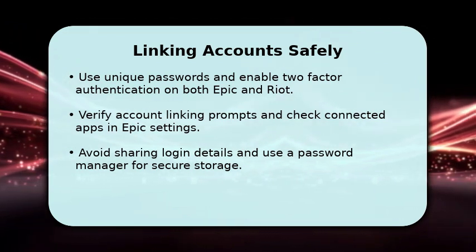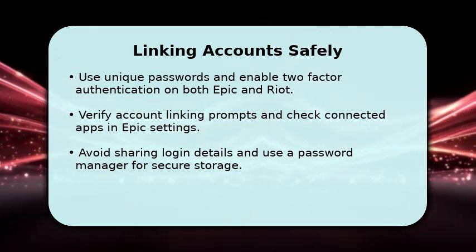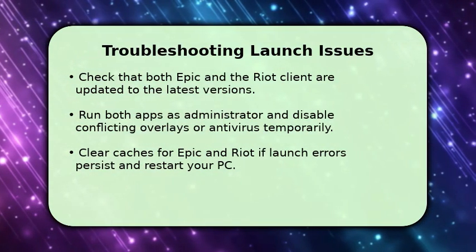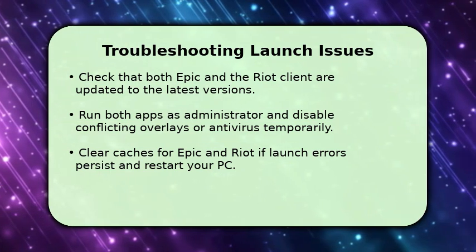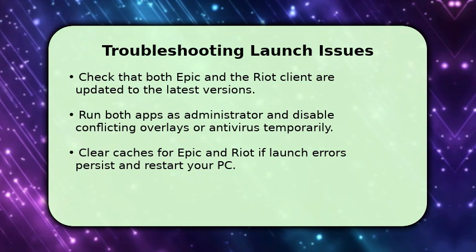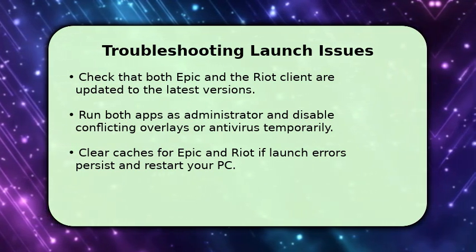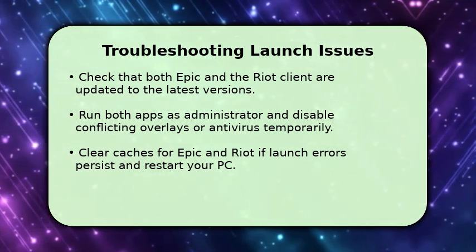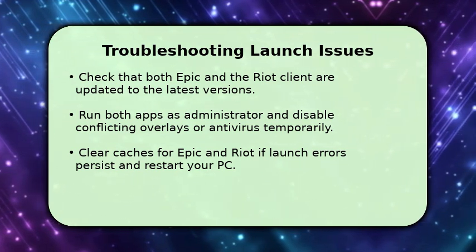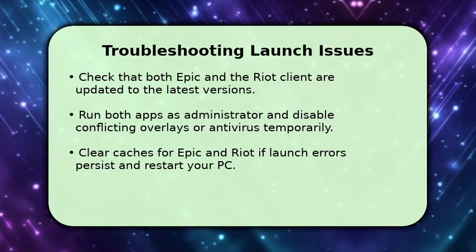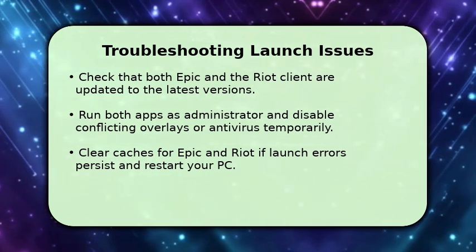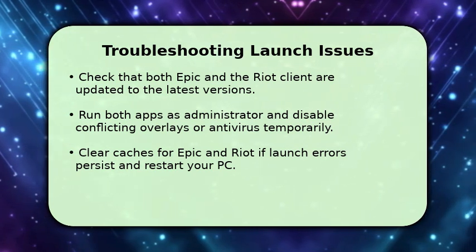If Valorant fails to launch through Epic, first update both Epic and the Riot client, then run each as administrator and close conflicting overlay apps like recording tools. Temporarily disable antivirus or firewall blockers to test launch behavior. Clear the Epic cache and the Riot client cache files if errors continue. Reinstalling the Riot client via Epic can fix deeper issues. Keep drivers updated and reach out to support only after these steps to speed resolution for playing.